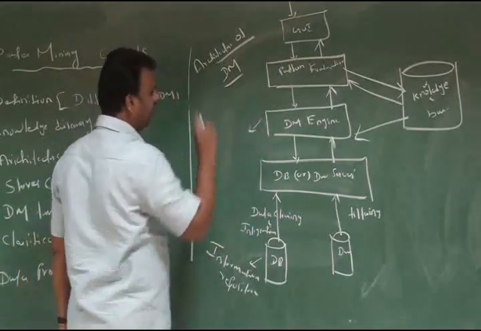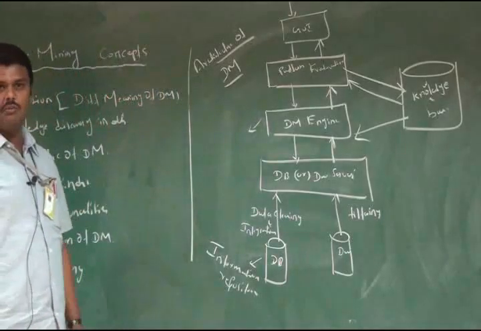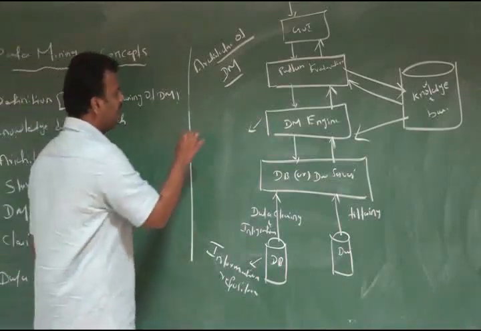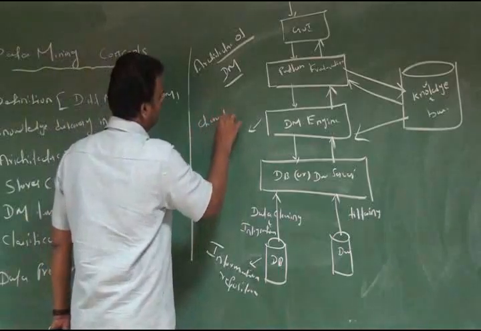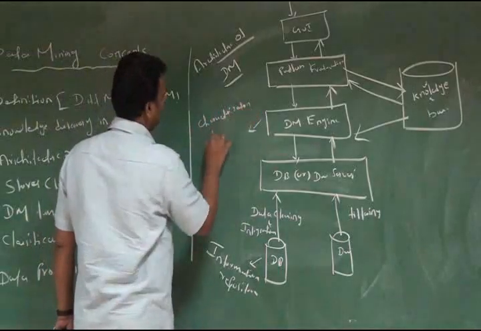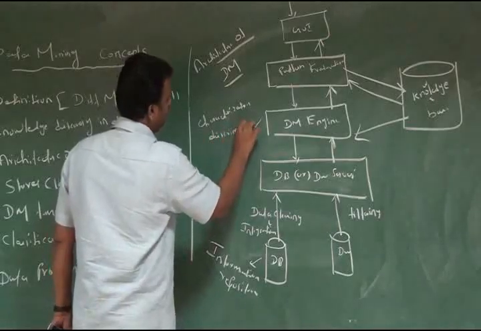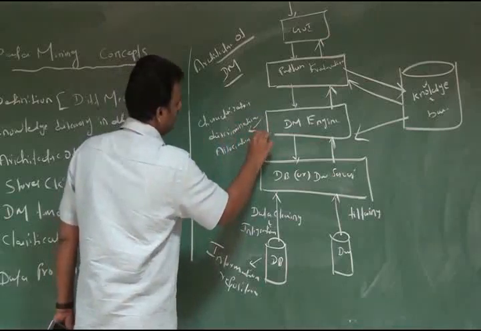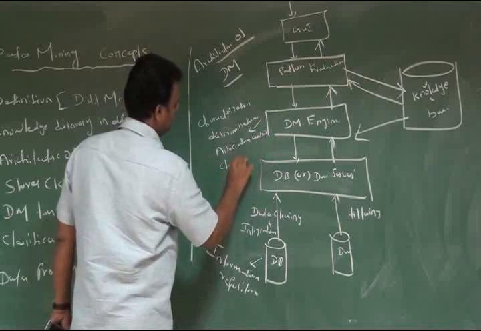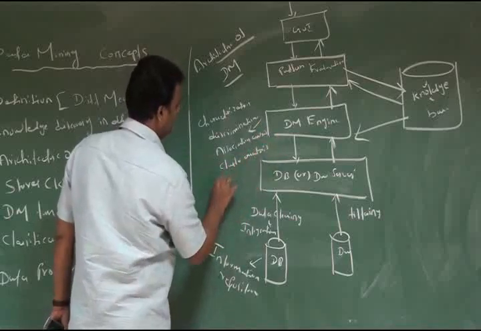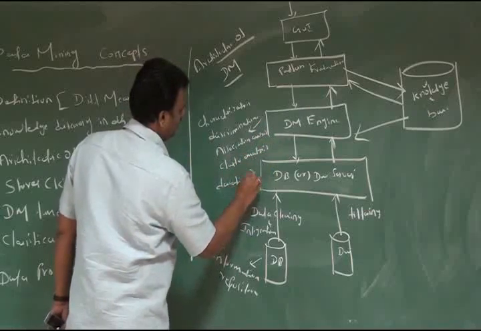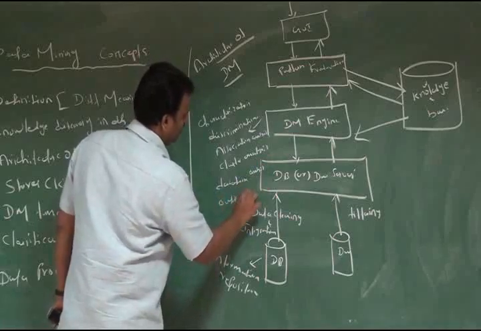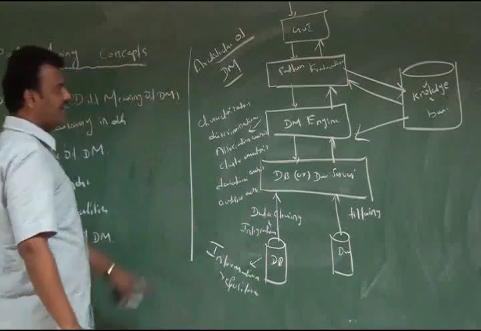The next one is the data mining engine. Here the data mining engine is the set of functional modules. What do you mean by functional module? The functionalities of data mining: characterization, then discrimination, association analysis, cluster analysis, deviation analysis, and the last one, outlier analysis. These analyses are done on the data mining engine.